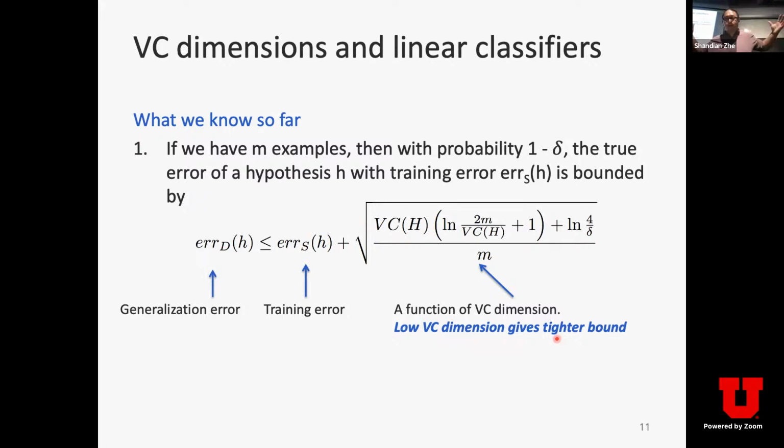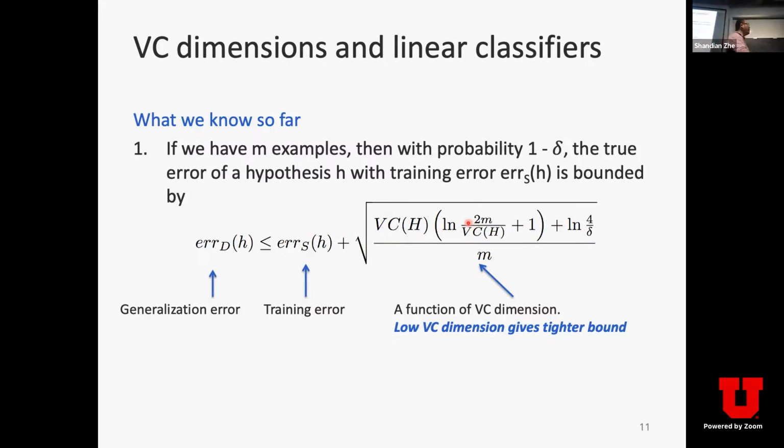Imagine that for a set of different machine learning models with the same training error, of course I'm going to pick the one with the smaller VC dimension, because it makes the generalization error bound tighter. That means it will make your generalization error close to the training error.